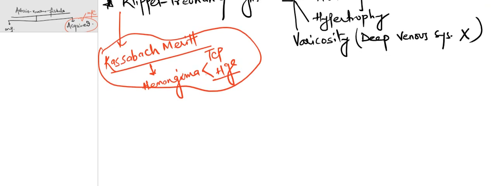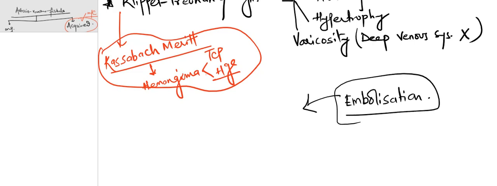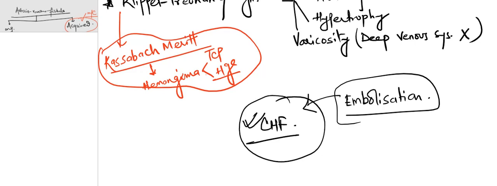Treatment of AV fistula: it's easy to understand that AV fistulas can be treated with embolization. You just embolize the shunt. And one more thing, if you do not treat an AV fistula, these patients will land up in congestive cardiac failure. Why? Because of the increased pressure on the left ventricle. So this sums up all the important points.